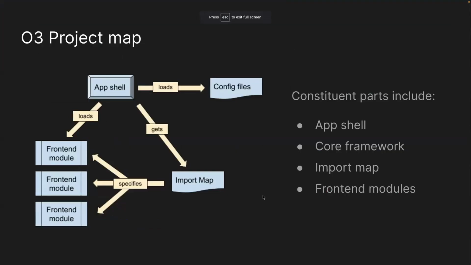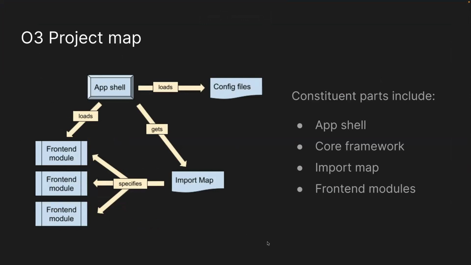So often we get asked, well, how does this all come together? What does the diagram look like of O3? And there are four major constituent parts to know. There's the app shell, which helps you load front-end modules. There's the core framework, and there's the import map and the front-end modules themselves.